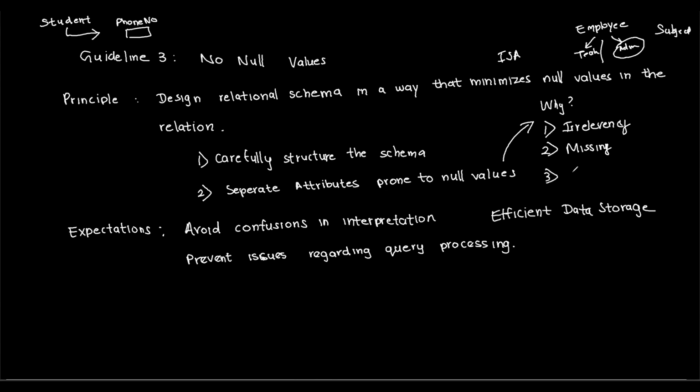The third reason is status unknown currently. What about the grade? Let's say there is a grade attribute in the student relation. That grade attribute can be entered only after the exams are finished. Until then, it will be null. So these are the main reasons why attributes can be prone to null values.